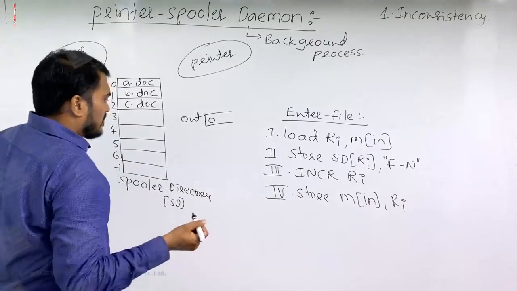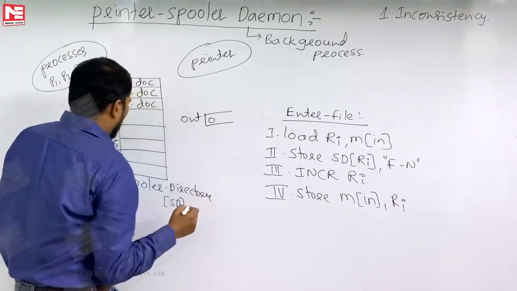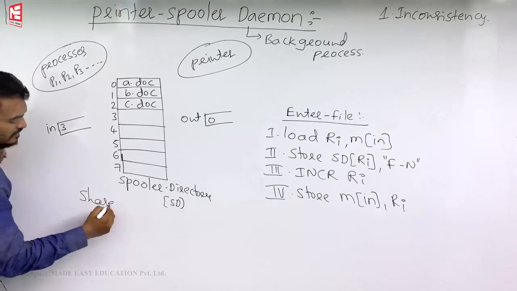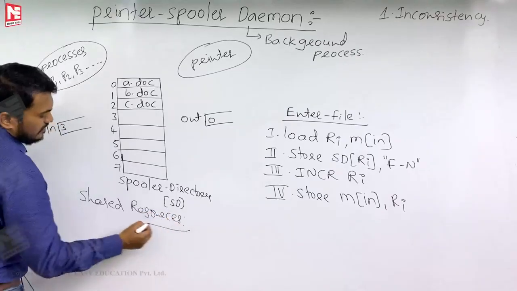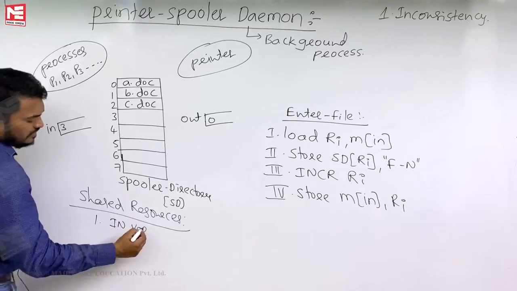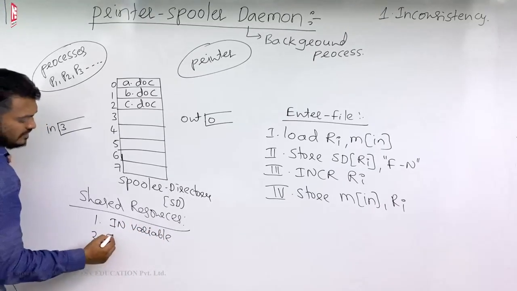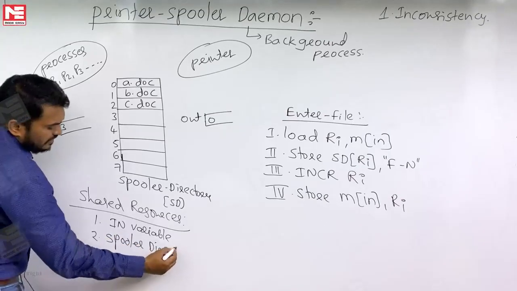Fine. So next, what are the shared resources? Make a note of this. I write here: shared resources. Note down what the shared resources are. The first one is the in variable and the second one is the spooler directory.